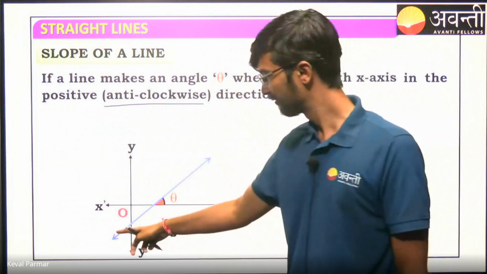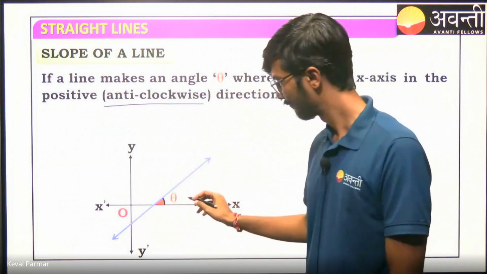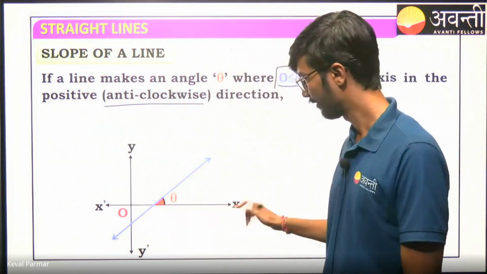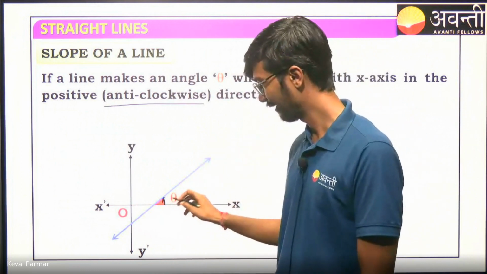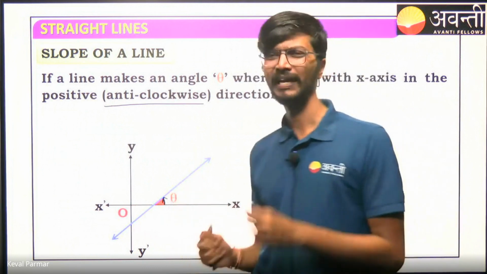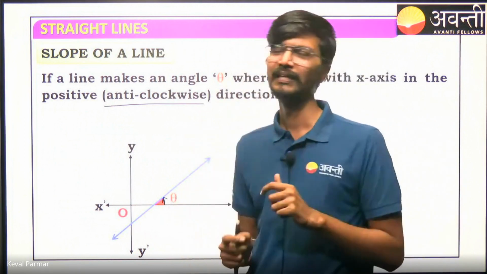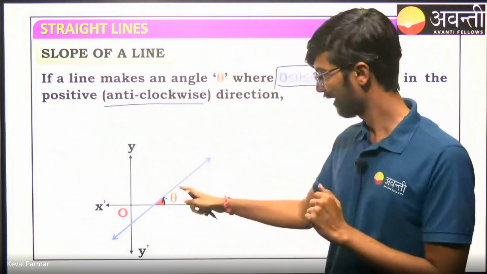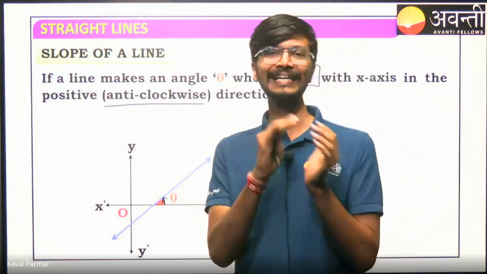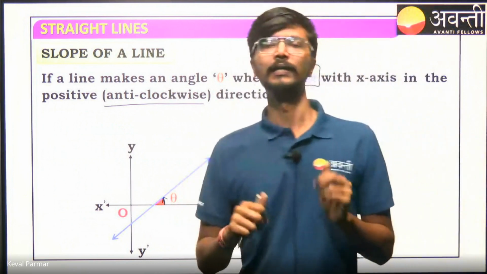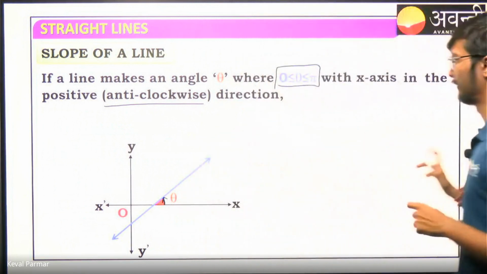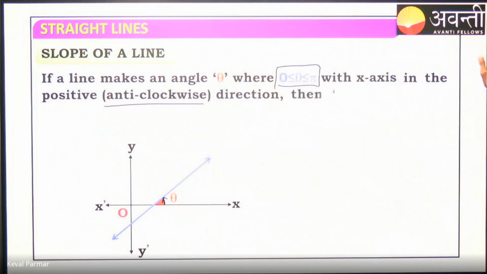So again, let's see. This is the straight line. This is the positive x-axis. If I see the angle made by positive x-axis in anti-clockwise sense, let me give the arrow so that we know that we measured it in anti-clockwise sense. So this angle theta is called inclination. Now inclination lies between 0 to 180. Got it? Let's see what other things we have.